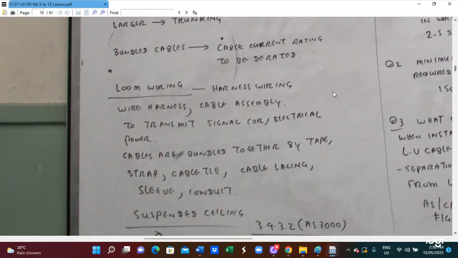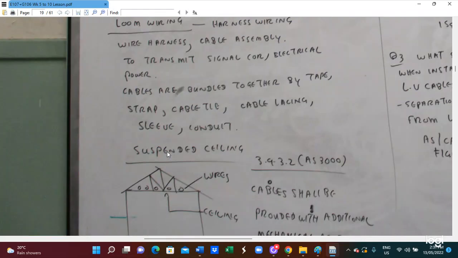Loom wiring is harness wiring. Wire harness cable assemblies are put into a cable harness assembly. The function is to transfer signals or electrical power. Cables are bundled together by straps, cable ties, cable latching, sleeves and conduit.